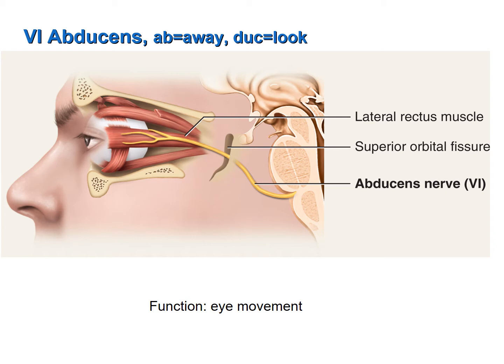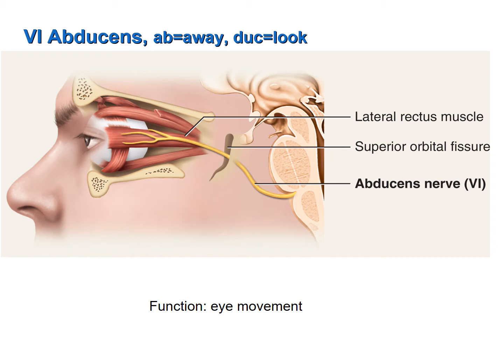The abducens nerve controls the lateral rectus muscle of the eye. This muscle causes the eye to look laterally, and that's where it gets its name. If the eye looks laterally, then I suppose it looks away. The abducens nerve is a motor-only nerve. Its function is eye movement.